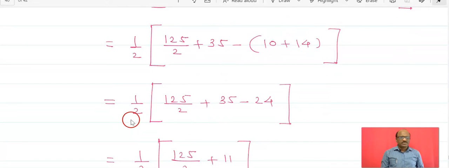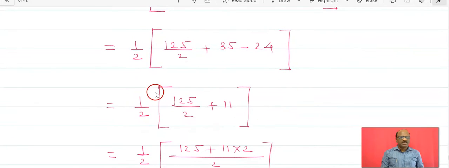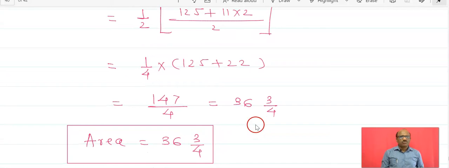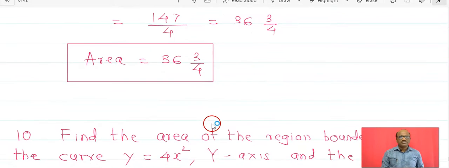And that's you will get 1 upon 2 [125 upon 2 plus 35 minus 24]. That is 1 upon 2 (125 upon 2 plus 11), and that equals 1 upon 4 (125 plus 22), and overall you will get the area, that is 147 upon 4, and that's nothing but 36 and 3 by 4. This is the required area.